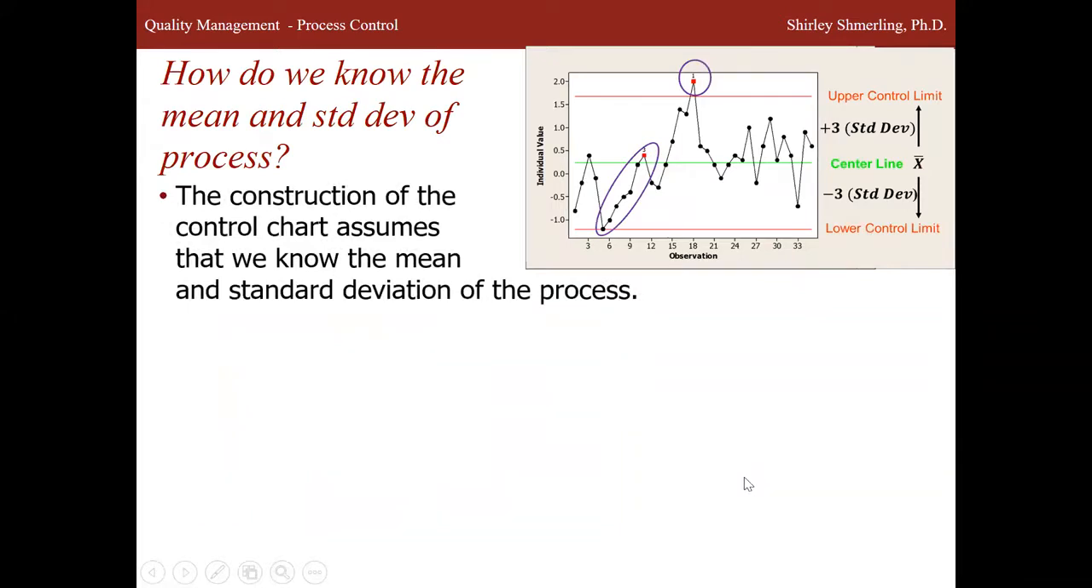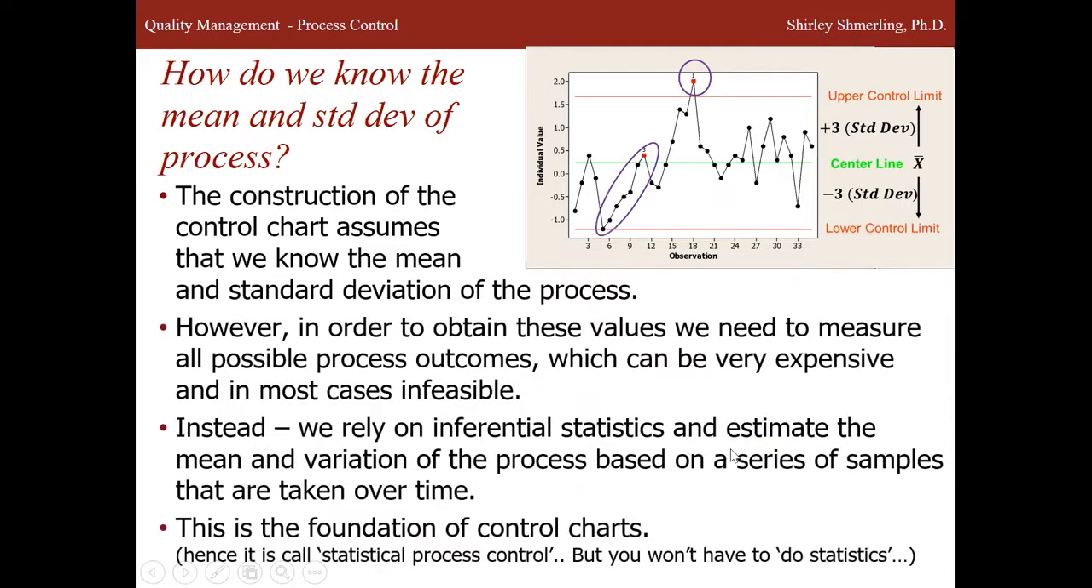The construction of the control charts assumes that we know the mean and the standard deviation of the process. However, to obtain these values, we need to measure all possible process outcomes, which can be very expensive and infeasible. Instead, we rely on inferential statistics and estimate the mean and variation of the process based on a series of samples that are taken over time. This is the foundation of control charts. Therefore, it's also called statistical process control, but no worries, we will not do a lot of statistics in this course.